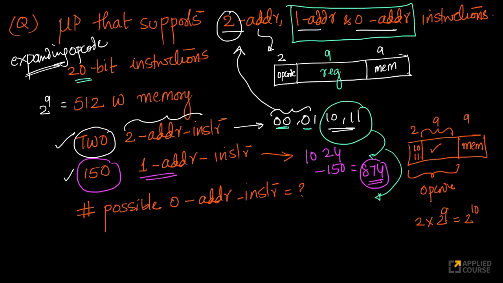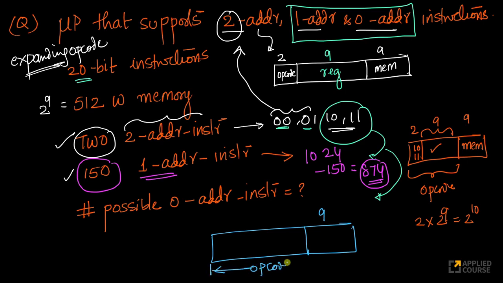Now let's look at the world from the perspective of zero address instructions. How would my zero address instruction look like? I have these 9 bits. This whole thing is my opcode now for the zero address instruction, because we are using the expanding opcode strategy. In the first 11 bits, I am left with 874 possibilities that I can use for zero address instructions. I am left with 874 possibilities here, because first we have removed all the possibilities for 2 address instructions and all the possibilities for 1 address instructions. Now we have 874 possibilities here.